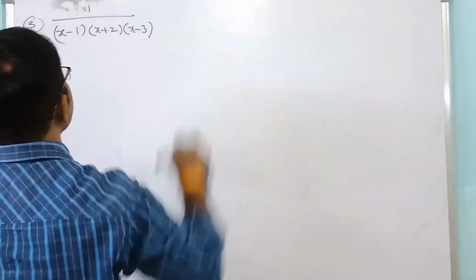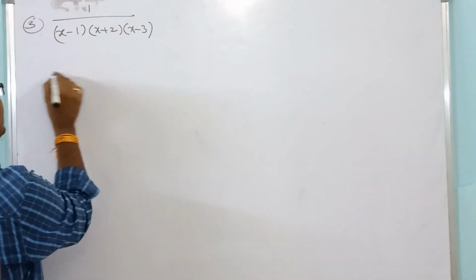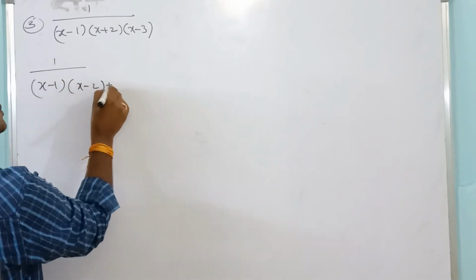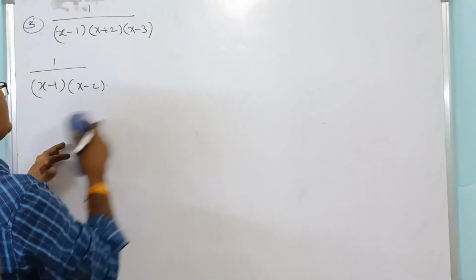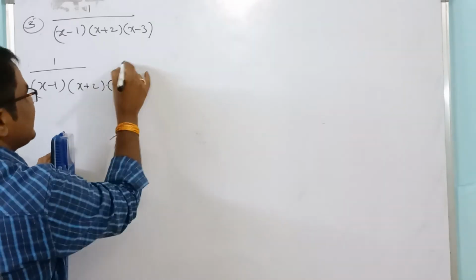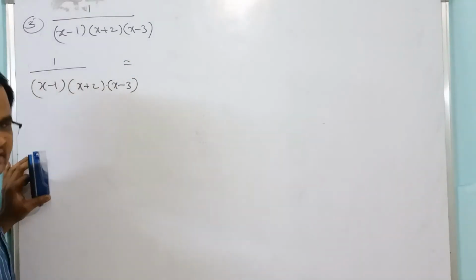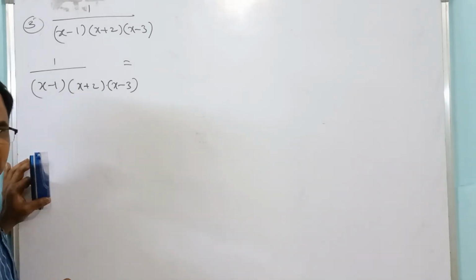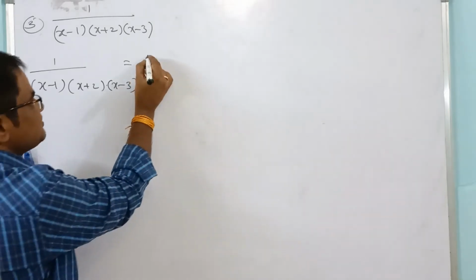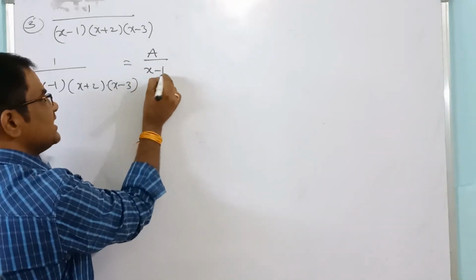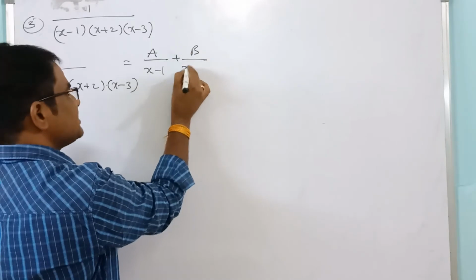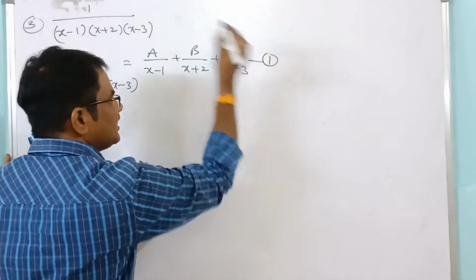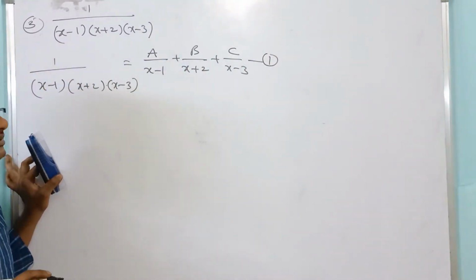Now this can be written as 1 by (x minus 1)(x plus 2)(x minus 3). Here a product of three linear factors is there, right? So product of three linear factors means first constant by first linear, second constant by second linear, and third constant by third linear. Like this we have to write and take equation number 1, right?